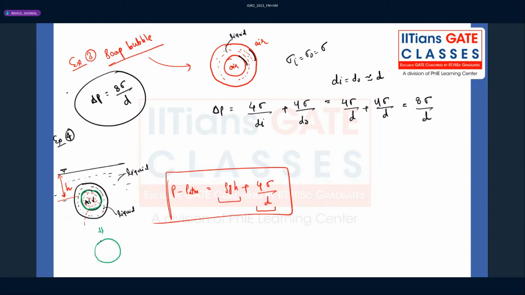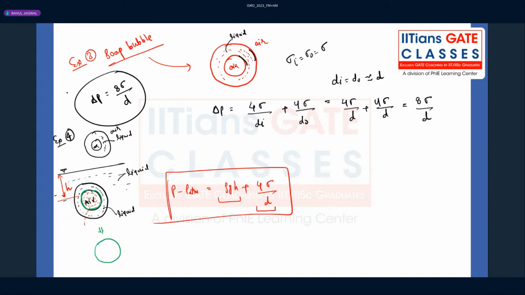Whatever we can say here, we can understand in another manner also. Initially we got to know there was air, and this is the liquid, and again we got the air. So here we got two interfaces: air-liquid and liquid-air, for example.